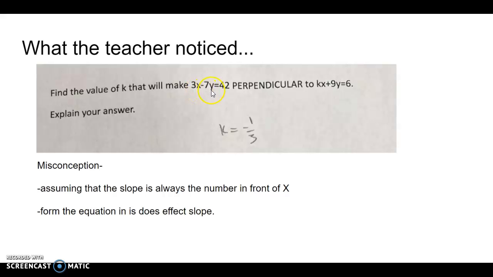So we have, this is in standard form, and this is in standard form. Neither of these equations are in slope-intercept form, so technically we don't even have the slope by the forms that these lines are given to us.